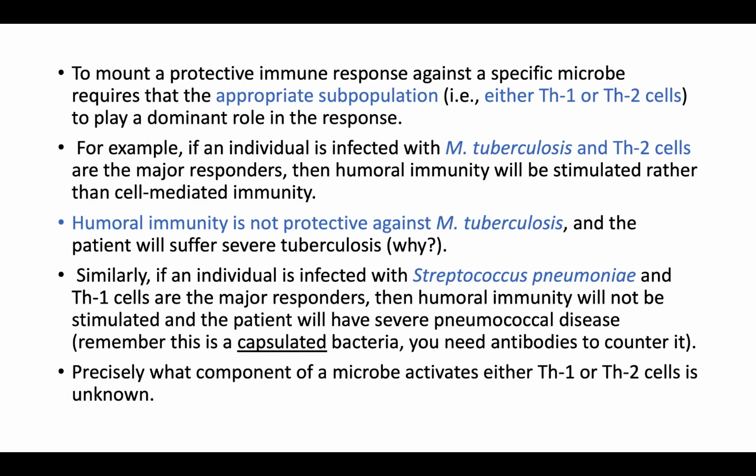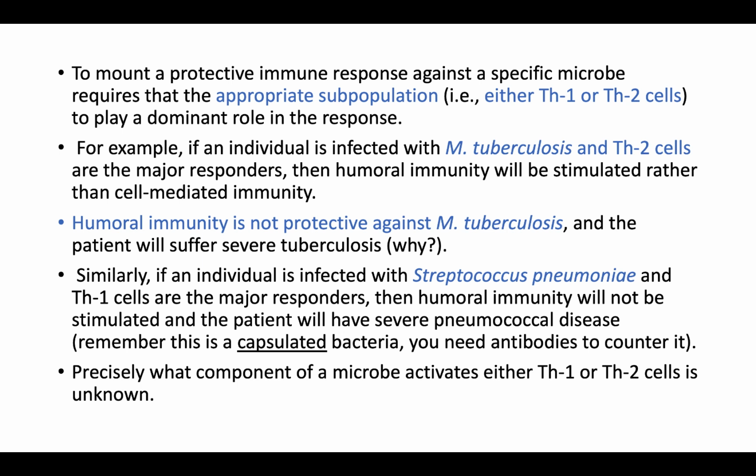So we go back to the normal behavior we were talking about. If you are trying to mount a protective response against a specific microbe that requires either a Th1 or a Th2 cell, for example an individual with TB, and for TB I need a cellular response. What would this individual do? They make a Th2 response against the TB. With a Th2 response, antibodies will not really be effective, so they will have a major infection.